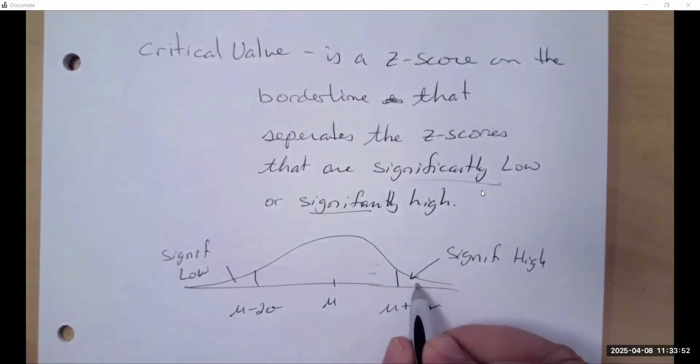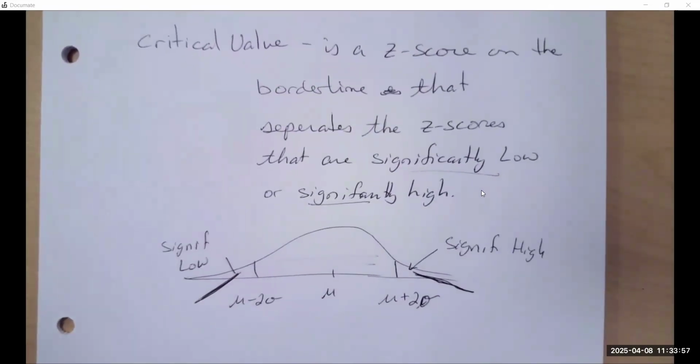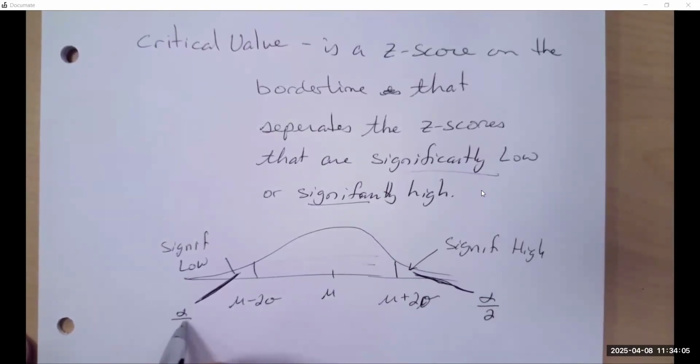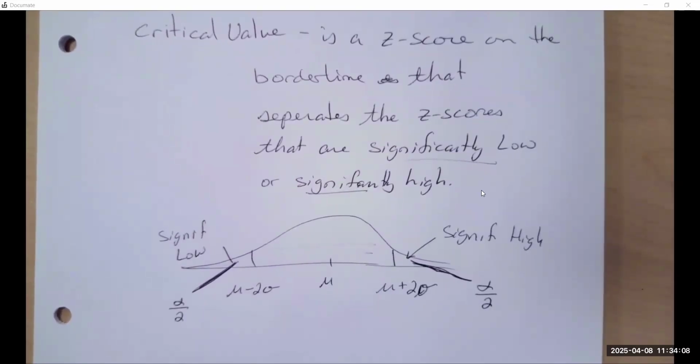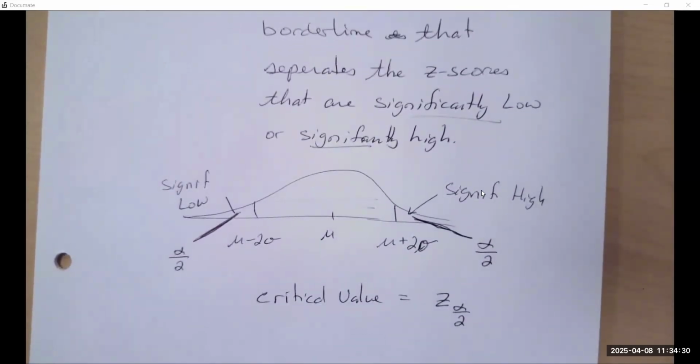Well, this area here and this area here, that's what alpha defines. So this part is alpha over 2, and this part is alpha over 2. And the critical value is the z-score at that alpha.